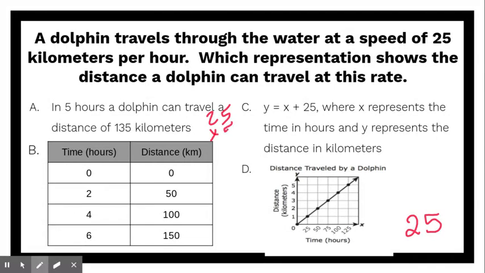25 times 5, right? 5 times 5 is 25. 5 times 2 is 10, plus 2 is 12. That's 125. So it's not that one because that says 135.